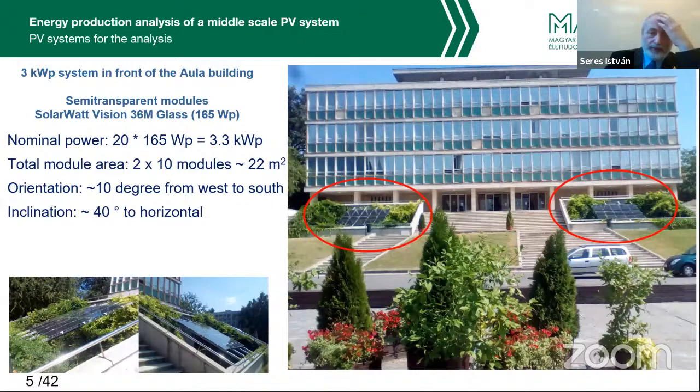I will say a few words about the newer system, which is a semi-transparent module system in front of our aula building. There the capacity is much less, 3.3 kilowatt peak. That is a demonstration system, not really for energy production. Of course, we produce energy with it as well, but we wanted to meet the students every day with this technology, because the other systems are on the rooftop, so they cannot meet them.